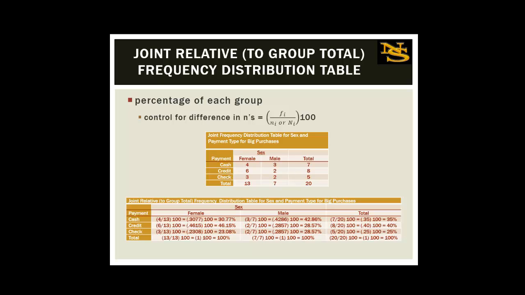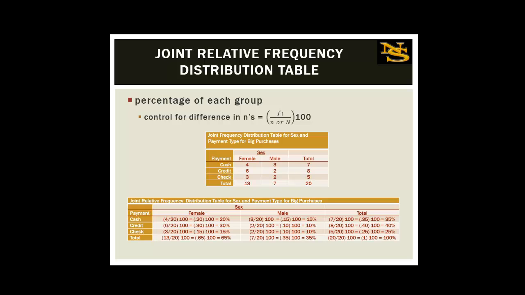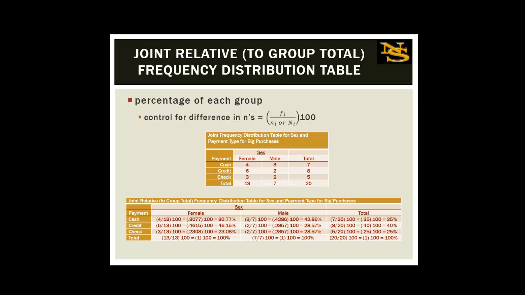So when you look at the formula for this, you'll see a little bit of a difference, right? Before, when we were dividing by the total, we had the frequency for the group of interest divided by the total number of people in our sample. Well, now we've got the frequency for the group of interest divided by the total number of people in the particular group that we're looking at. And then you multiply that by 100 still to get your percent.